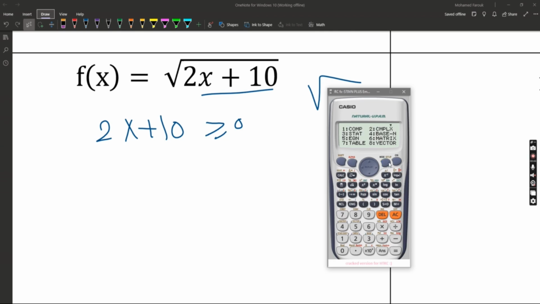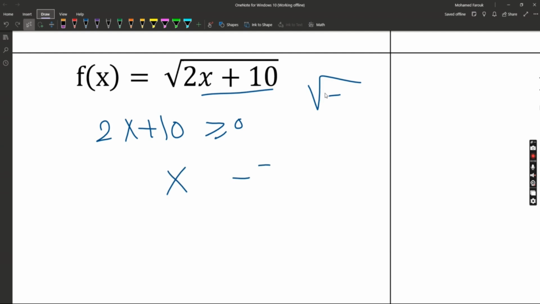So we will write 2x plus 10 and equate it with 0. Then we will solve it for x, so it will be negative 5. So x is greater than or equal to negative 5. This time you have to think about the coefficient of x. Is it positive or negative? If it was positive, keep the inequality in the same direction. If it was negative, just invert the direction of the inequality.